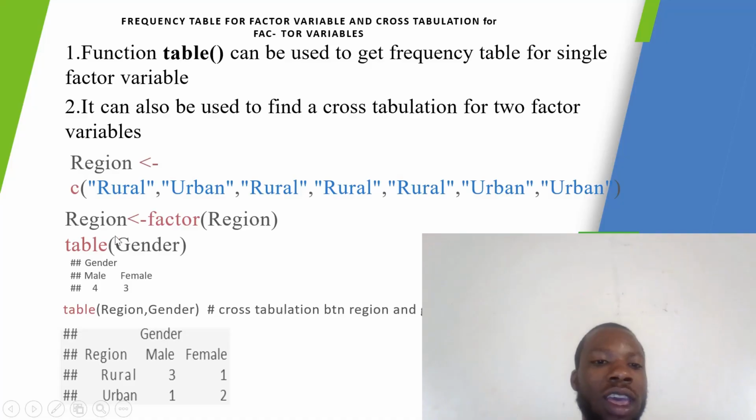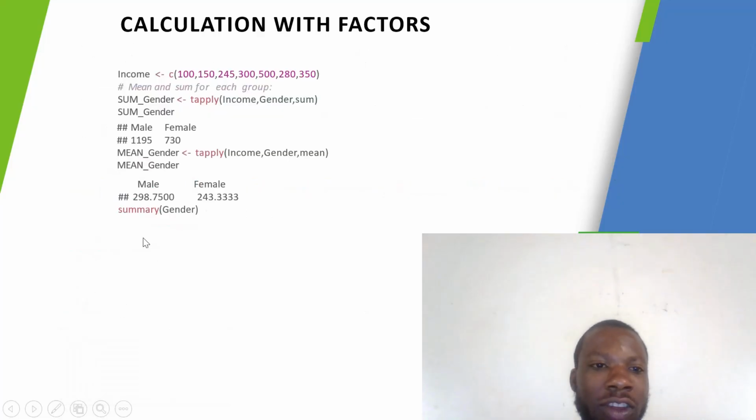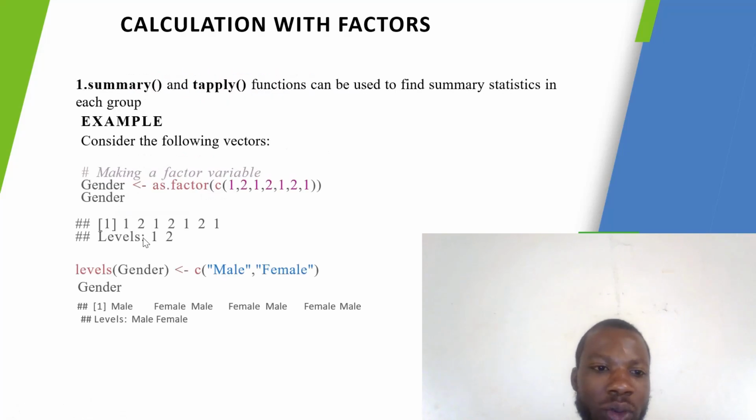This is the example that I was telling you. Gender was already converted into a factor, that's why I didn't do it again. I guess we have done it on this side here.